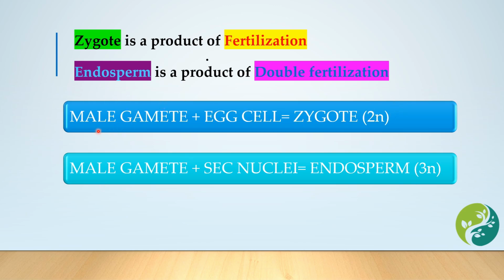When we see here, one male gamete binds with the egg cell and makes the zygote, right? So the ploidy of the zygote is 2n, because the male gamete is a haploid structure and the egg cell is a haploid structure, hence making a diploid zygote. The other male gamete fuses with the secondary nuclei. The secondary nuclei is a diploid or 2n structure. So when they fuse with each other, they form endosperm, which is a triploid structure.